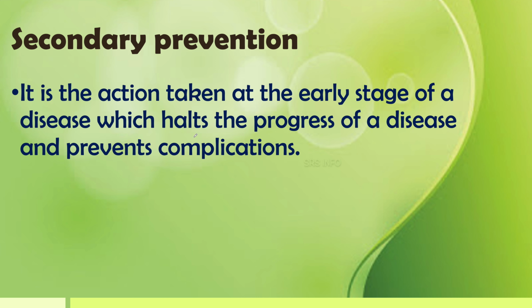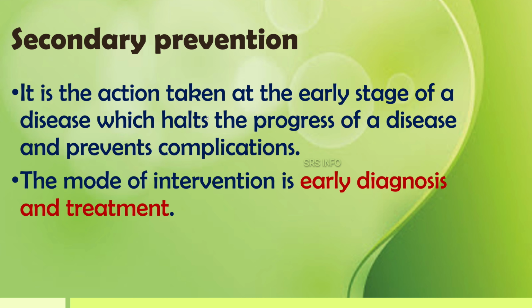The next one is secondary prevention. Secondary prevention is the action taken at the early stage of a disease. Even after we take care of ourselves, sometimes we get diseased. Okay, so in that condition, the action or the preventive measures we take at the early stages of disease is called secondary prevention. And why is secondary prevention important? Secondary prevention halts the progress of a disease. Clear?